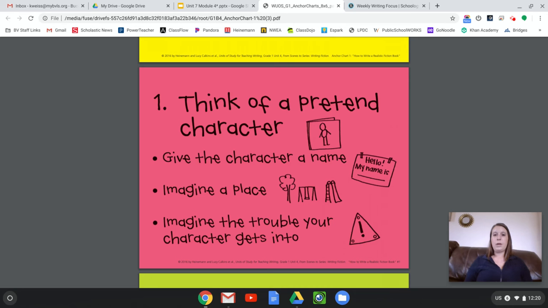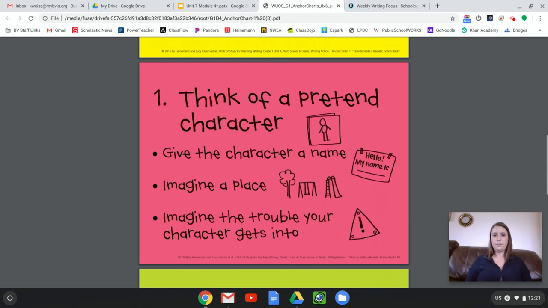And just a reminder that realistic fiction means it could happen in real life. So animals are not talking, people are not flying, or anything that would be fantasy fiction. So these are going to be people act like people, animals act like animals. So you can be creative with naming the person. But other than that, these should be things that could really happen in real life.